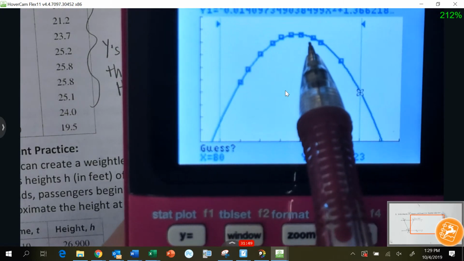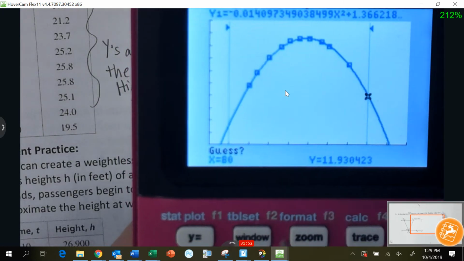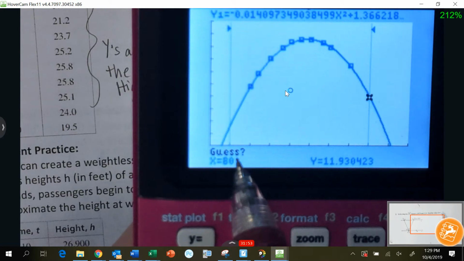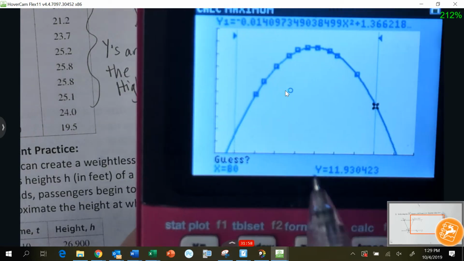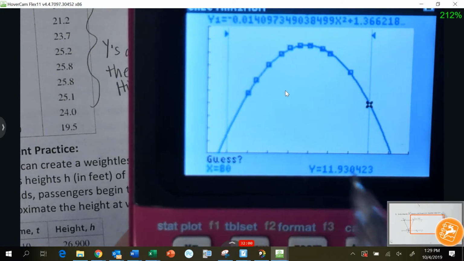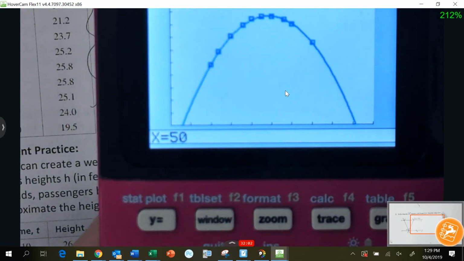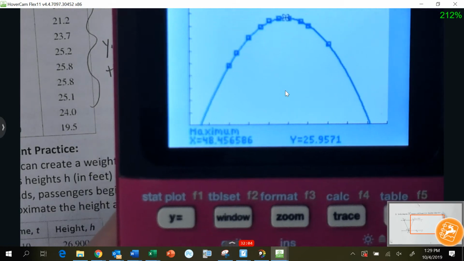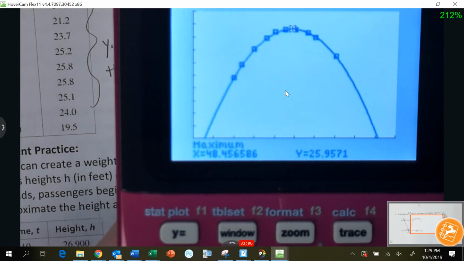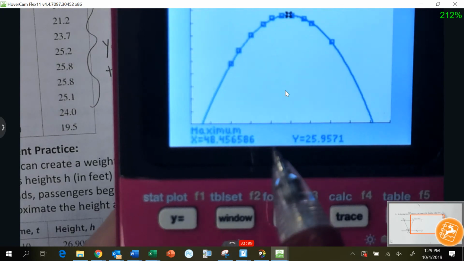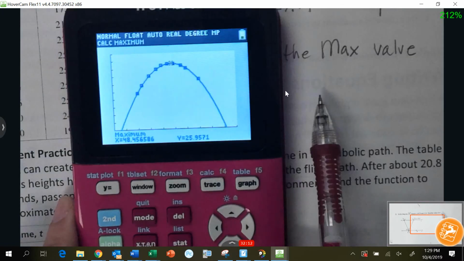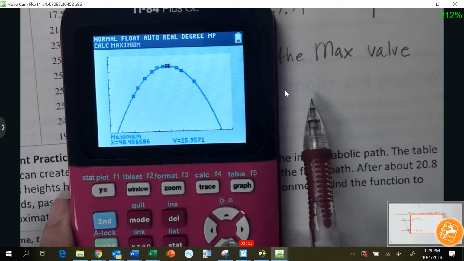Your calculator cannot read your mind. It does, though, say, can you give me an approximation so I don't have to work that hard? So somewhere in the middle would be what number? 50. I'm going to type in 50 to help it out. After that, you hit enter, and it tells you the maximum. It tells you the vertex.